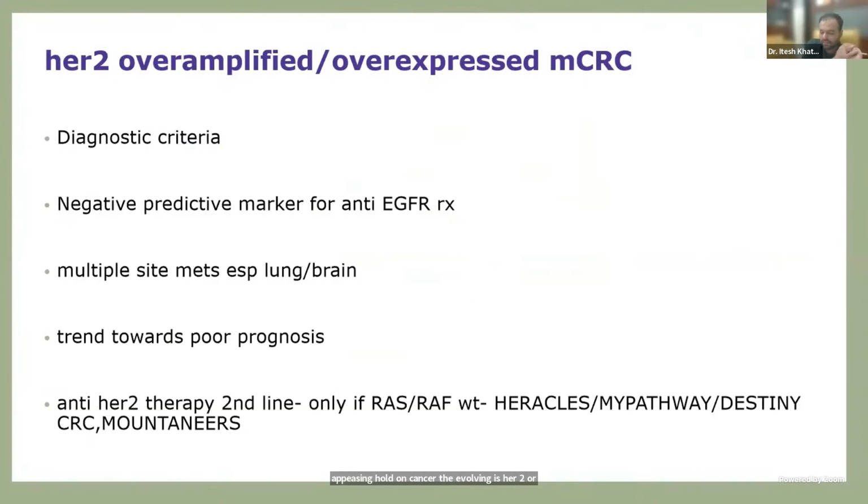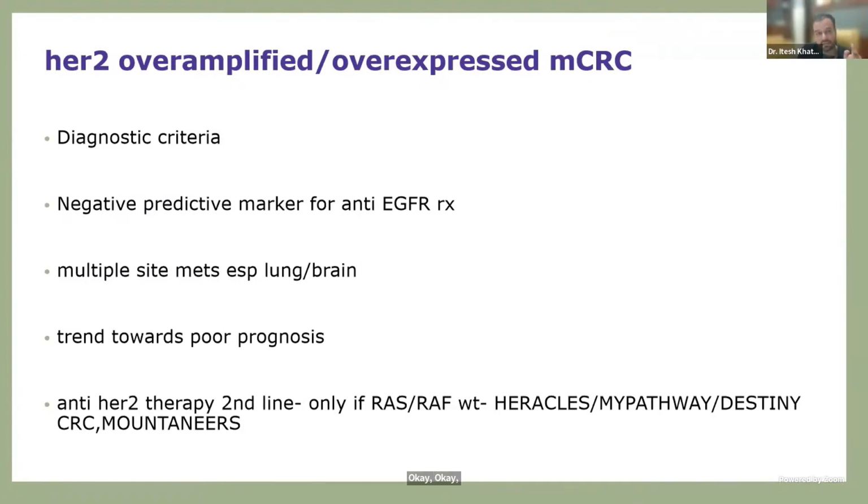So just to highlight diagnostic criteria, if anyone can comment, Dr. Viraj, for HER2 positive in colorectal cancer, Paracelsus criteria. So what we do in practice is IHC, the gastric version of IHC, not the breast version. And if we are doing NGS, then you see the copy numbers of the ERBB2 gene. If they are more than 6, then that usually again confers resistance to anti-EGFR.